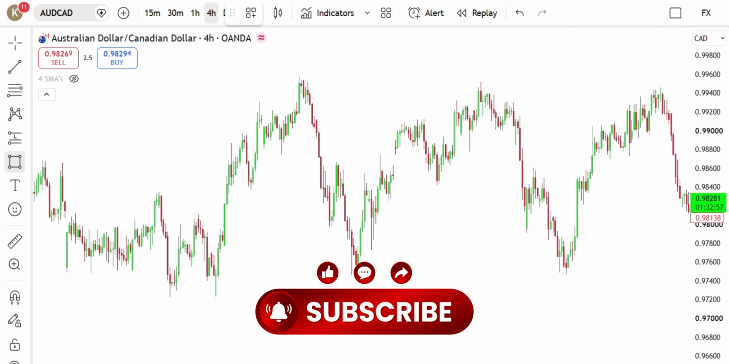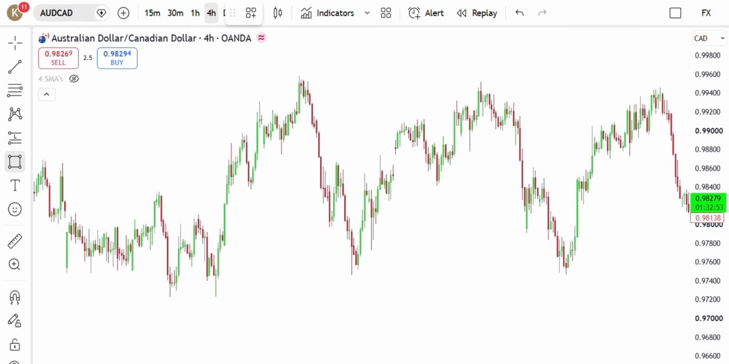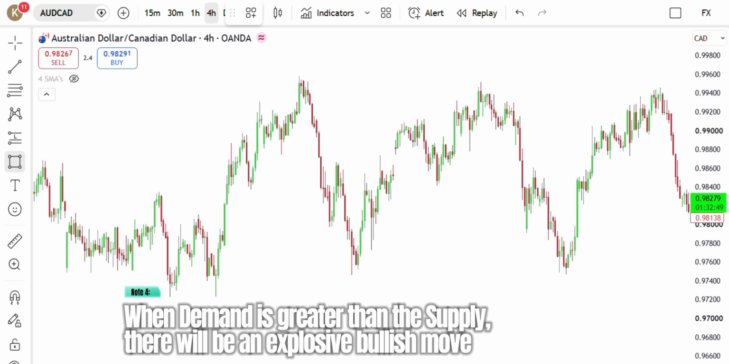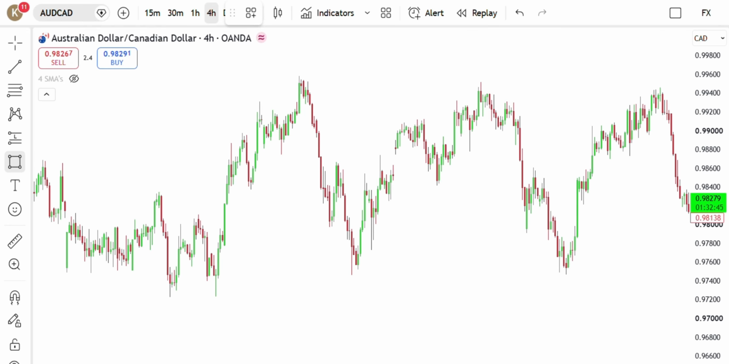Likewise, when demand is greater than the supply of a currency, then buyers will flock to get what they can at a good price, and so there'll be an explosive move to the upside. This works in the same way as supply zones, a period of consolidation followed by a bullish move. Let's look at these examples here.